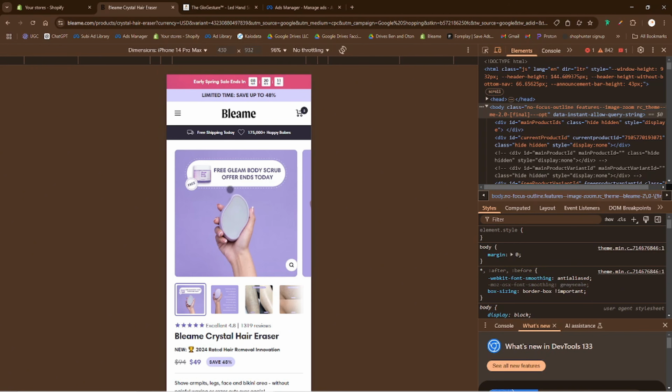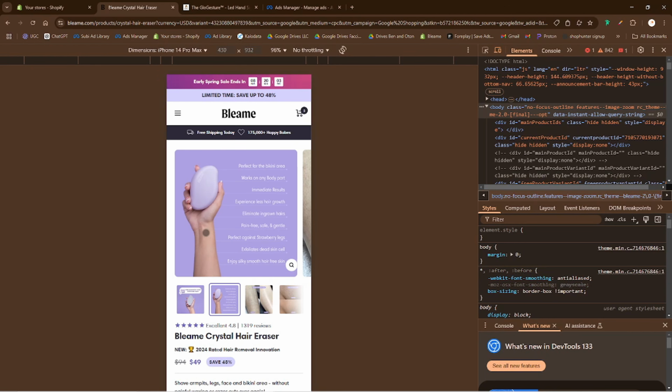Immediately, what I see here is that there's an offer. So, free Gleam body scrub offer ends today. Sweet. So, we have another product image, and we're getting told all of its unique selling points. So it's perfect for the bikini area or any body part.